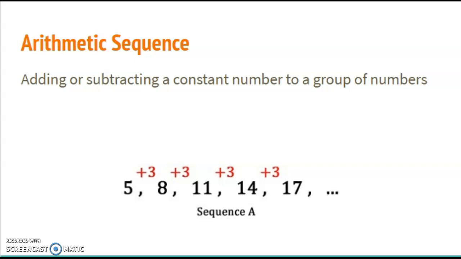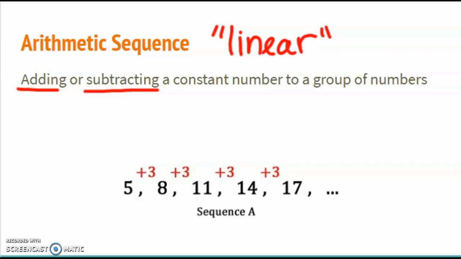The first one is an arithmetic sequence. Now, some of your teachers might call it arithmetic, some of them might say it with a different emphasis. Okay, so either way is correct. And that is when you are adding or subtracting by a constant number with a group of numbers. So hopefully you remember that that means linear. Arithmetic is a linear sequence when we're adding or subtracting by that same number.